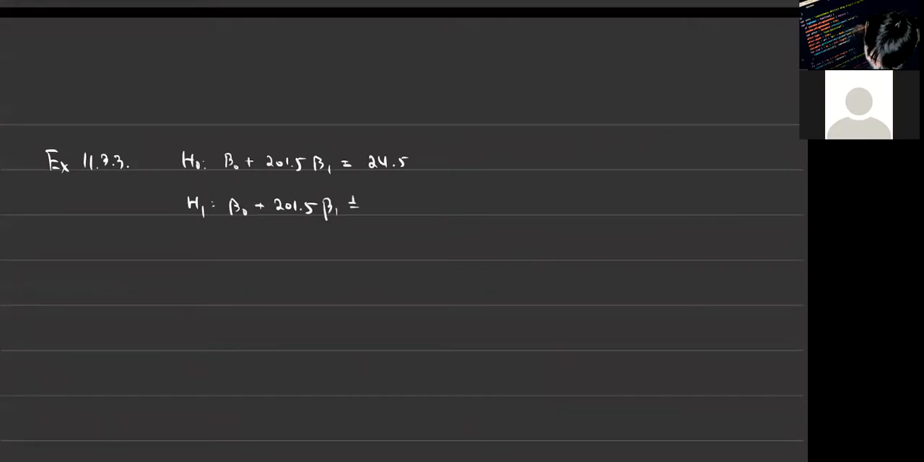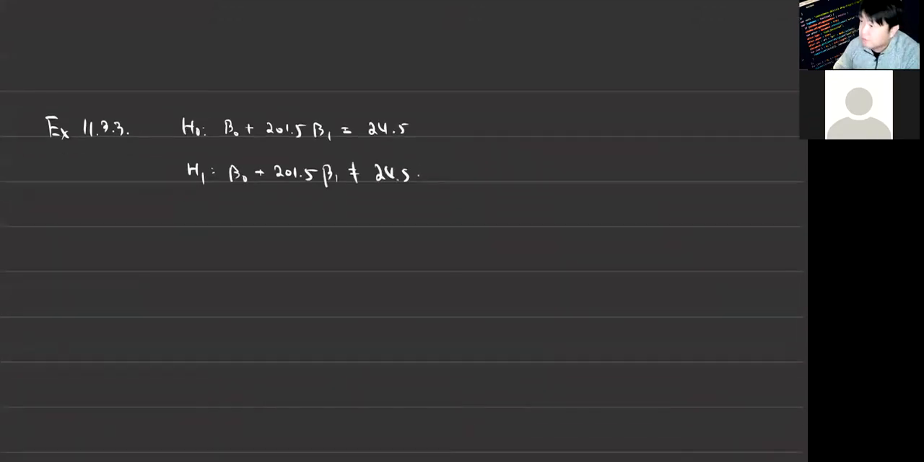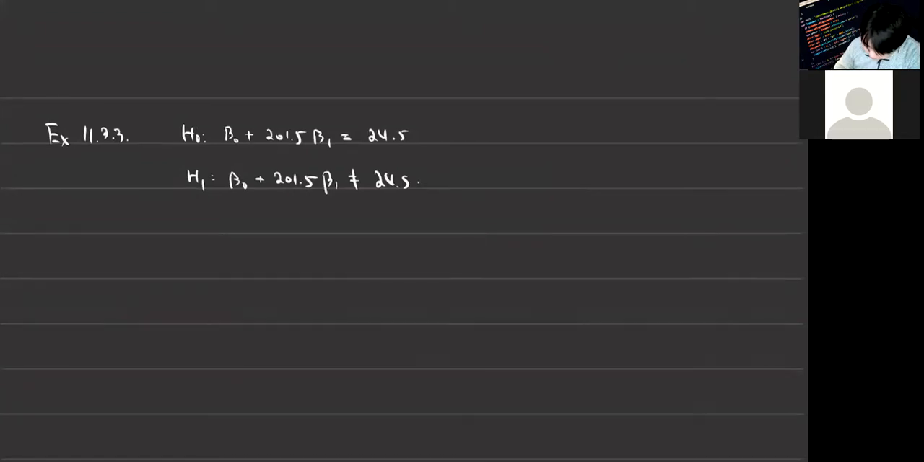So usually the problem will give you all the numbers. So let's say this is H naught, that's your null hypothesis, that's beta 0 plus 201.5 beta 1 equals C star, which is 24.5. That's the alternative hypothesis, that's beta 0 plus 201.5 beta 1 is not equal to 24.5. So one equal, one not equal. And then let's write out the numbers.